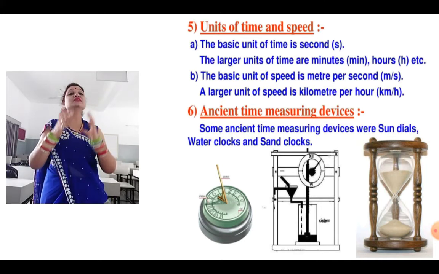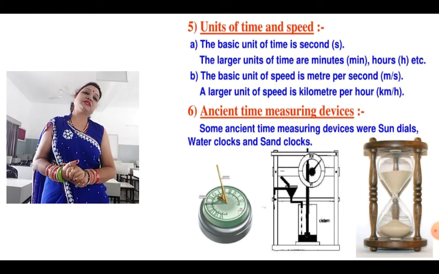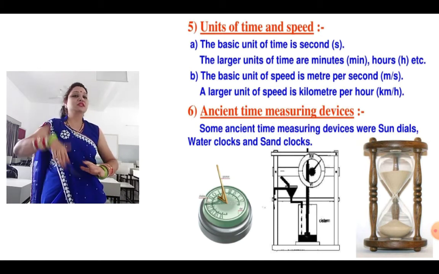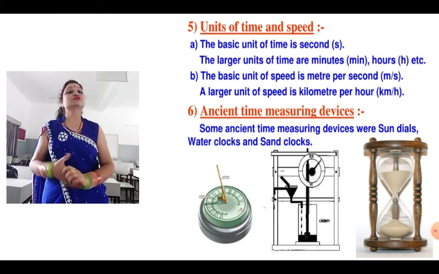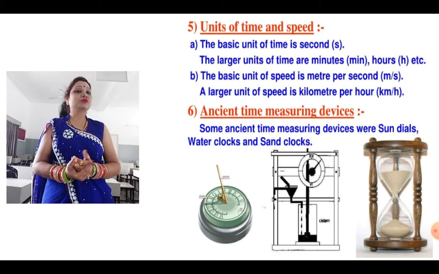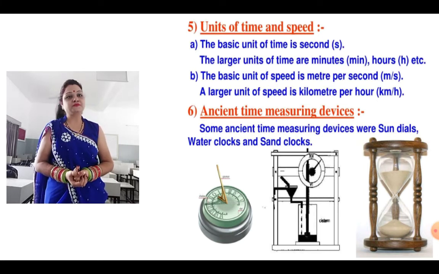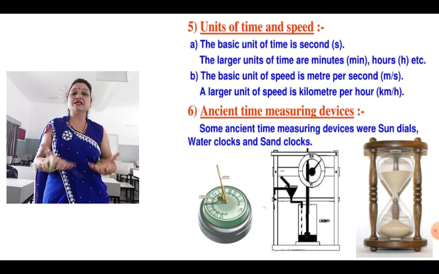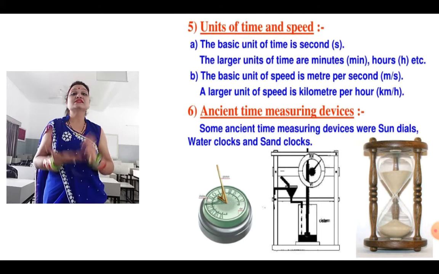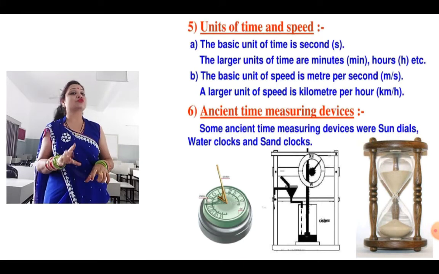Now there are many devices that were used in ancient times for measuring time. In the previous lesson we discussed the modern devices, the digital clocks and watches. Here we will discuss the ancient time measuring devices. These are sundials, water clocks, and sand clocks. You must have seen sand clocks nowadays also in offices.